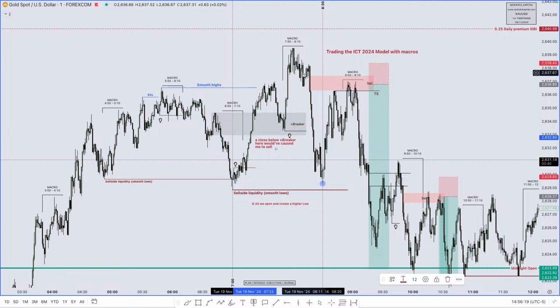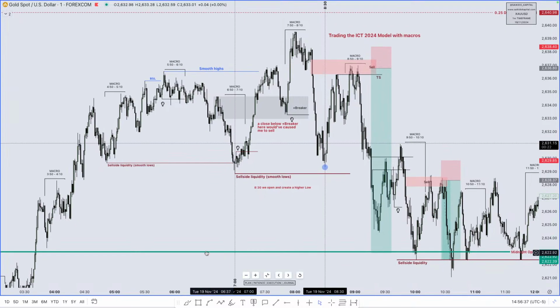You see suddenly a bearish market structure shift. I knew that it's during the macro, it's gonna run. I couldn't get inside that fair value gap. So it created what, smooth lows, generated relative equal lows, because at 8:30 I thought we are just gonna go straight to the downside.